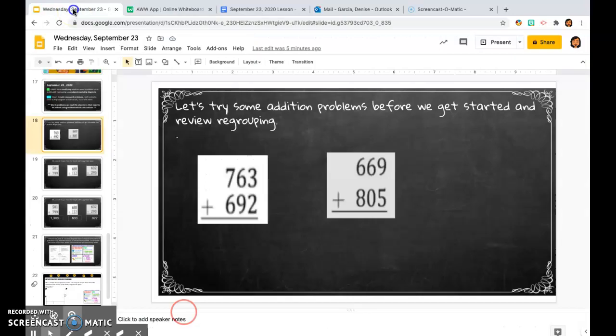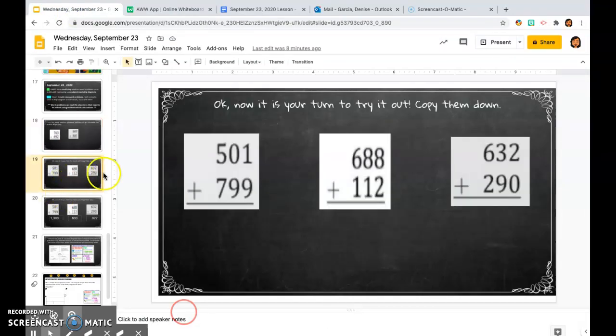regrouping correctly. Now, I want you to go ahead and pause the video and write these problems down. Pause the video and write these down in your notebook and regroup correctly. Once you finish, press play on the video so you can continue.